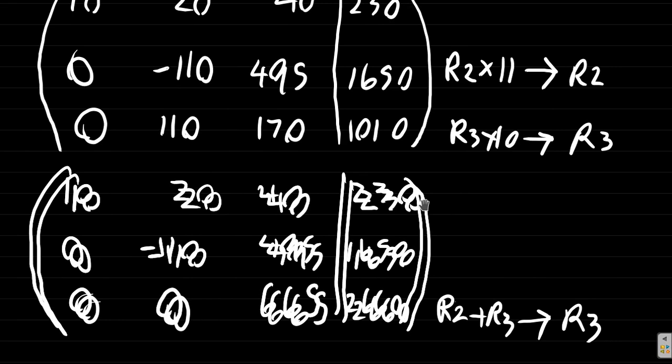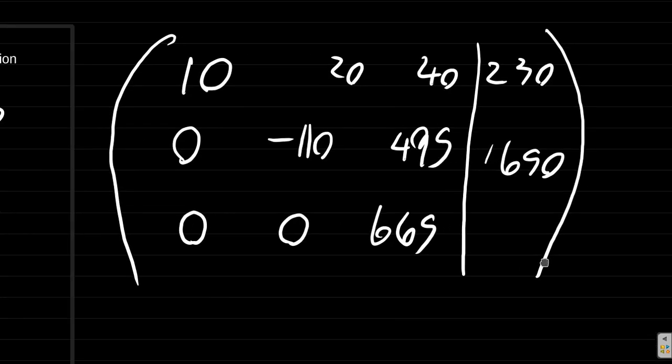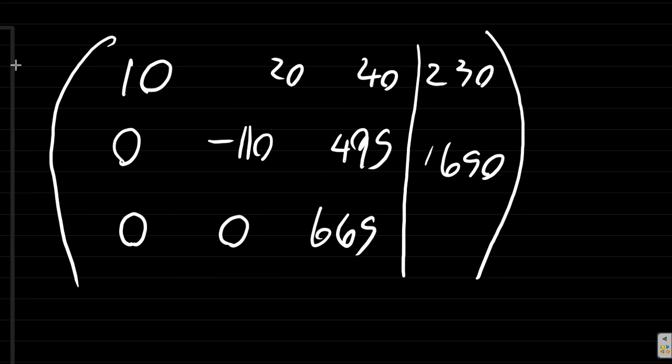We had 495 plus 170, yeah, and then here it's 1650 plus 1010, 2660. Yeah, the next number is 2660. So we have our 2660 here. Alright.